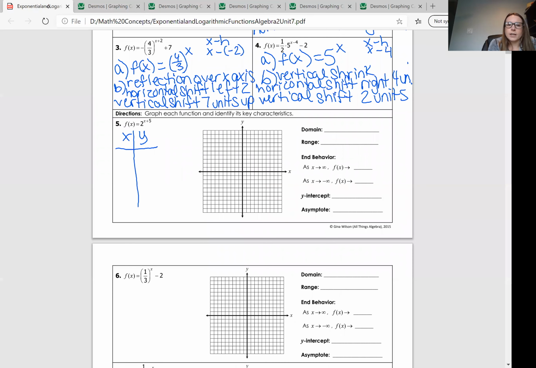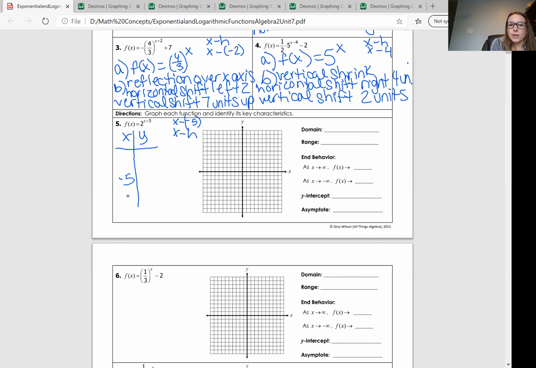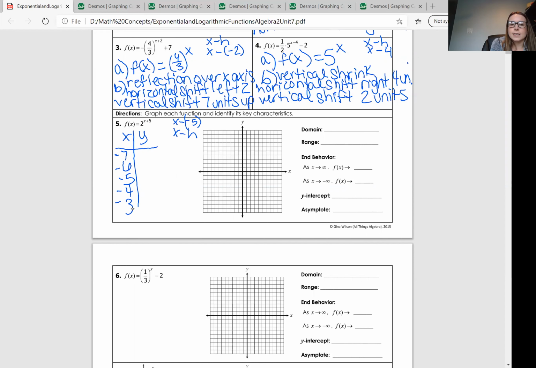In order to do that, look at whatever number is in the exponent. And remember, this is really x minus a negative 5, because x plus 5 means x minus a negative 5, and the form of the equation is x minus h. So you always want it in x minus. So you know your h is negative 5. That's always going to be the middle number that you want to use. So negative 5, then negative 6, negative 7, and negative 4, negative 3. Do 2 points on each side. Those are the numbers that I want to use.